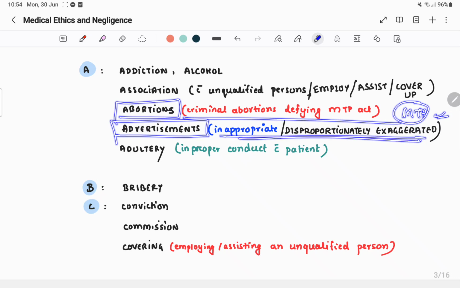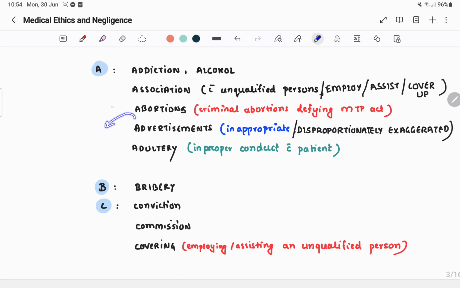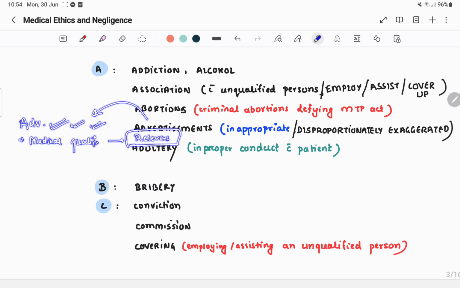Advertisements: inappropriate advertisements are illegal. Just remember that a doctor can advertise; he or she is given freedom. The medically relevant qualifications which he or she writes must be relevant. Irrelevant qualifications like fellowship courses and all shouldn't be written. A doctor can advertise only when opening a clinic, for example, and while shifting, those two times he can advertise. These are the qualifications for advertisements.